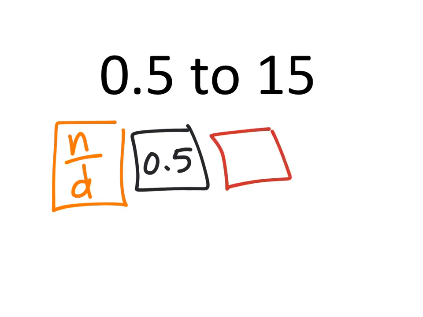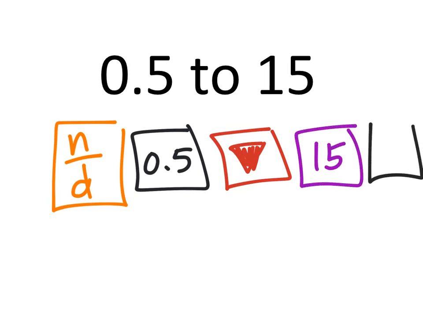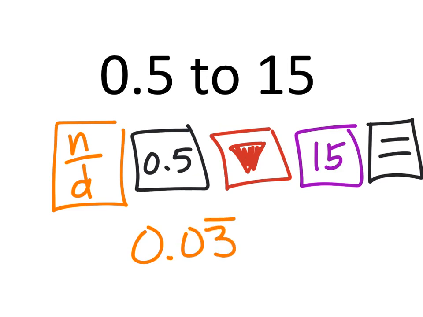Then you're going to push the down arrow to get to the denominator. And then you'll type in 15. And then the enter button. And I'm just going to push equals. Now the problem with this, when I put this in the calculator, it gives me 0.03 repeating, right? Well, I didn't want the decimal. That's what it said above.